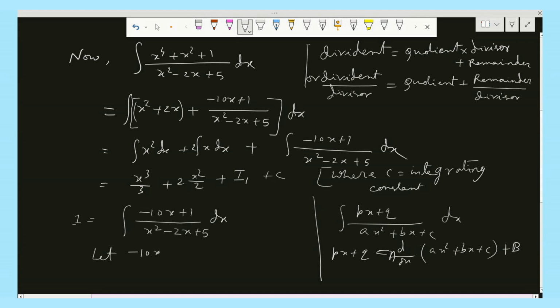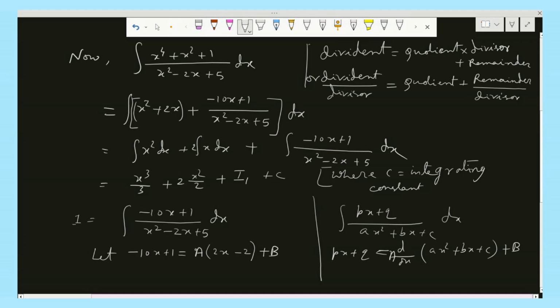So following this rule, let minus 10x plus 1 be equal to some constant a times d by dx of x square minus 2x plus 5, that is 2x minus 2, differentiation of 5 is 0, plus another constant b.